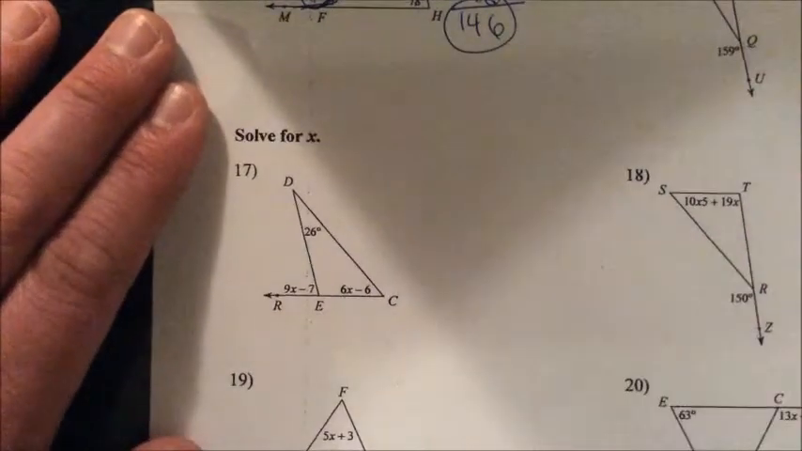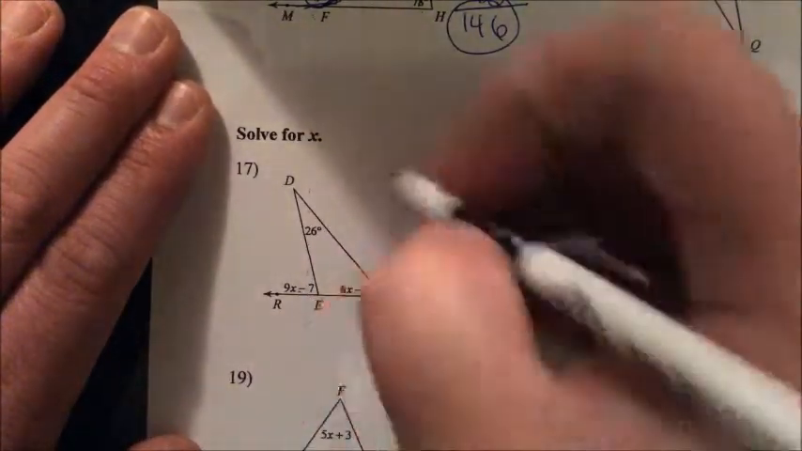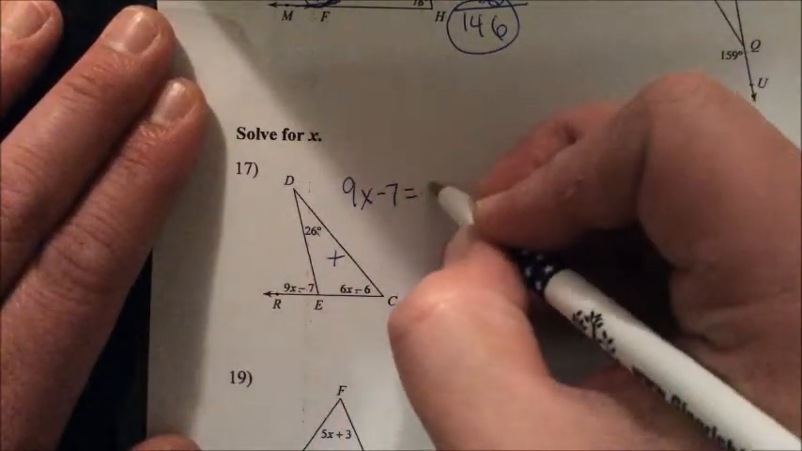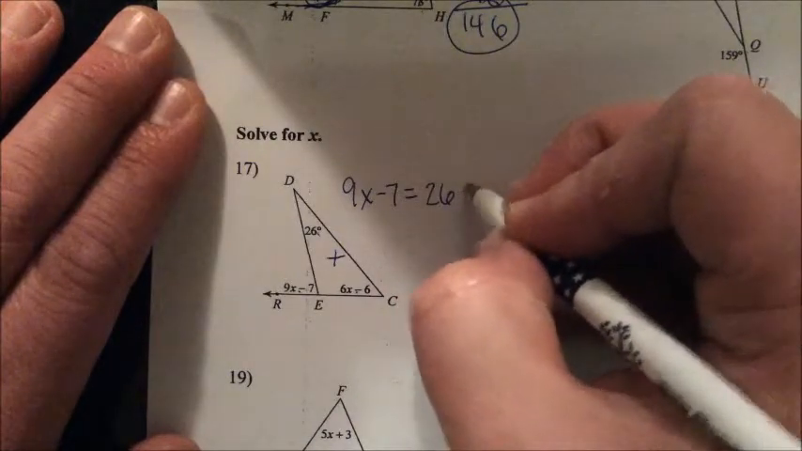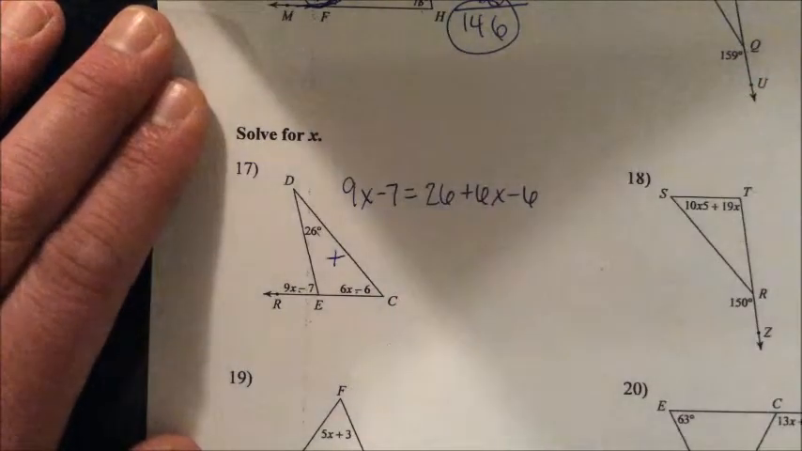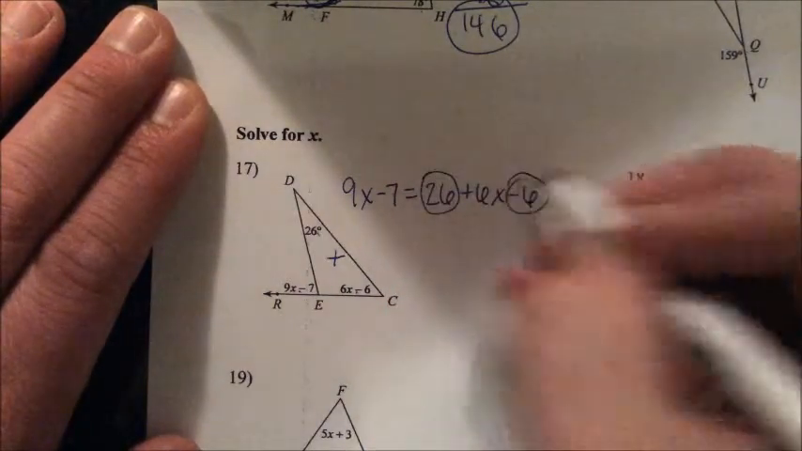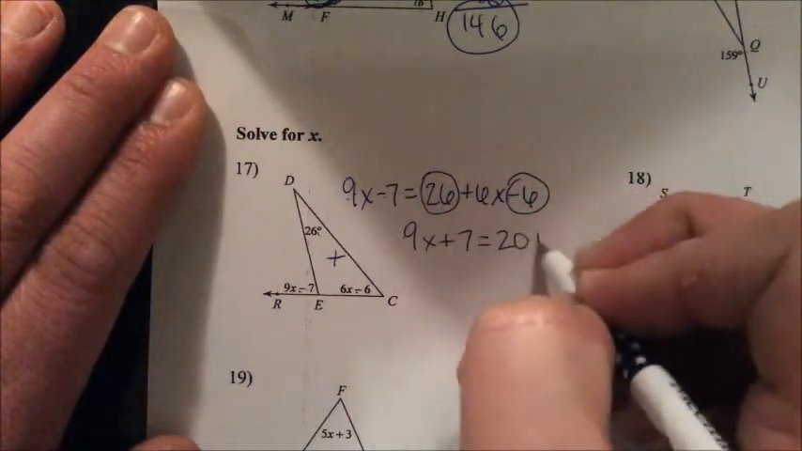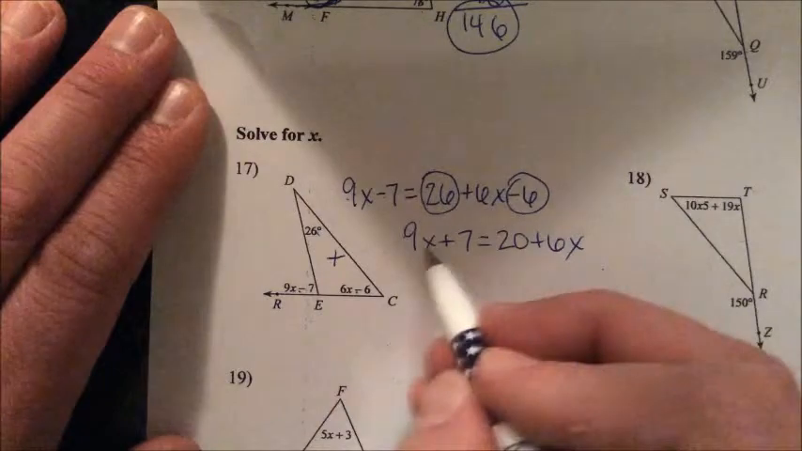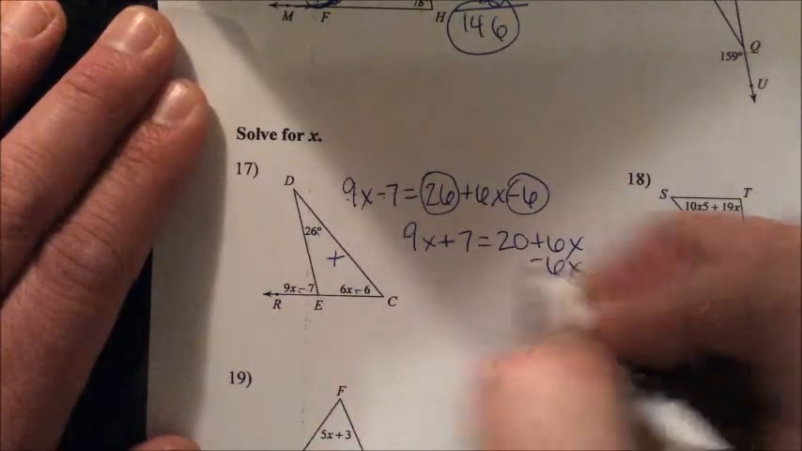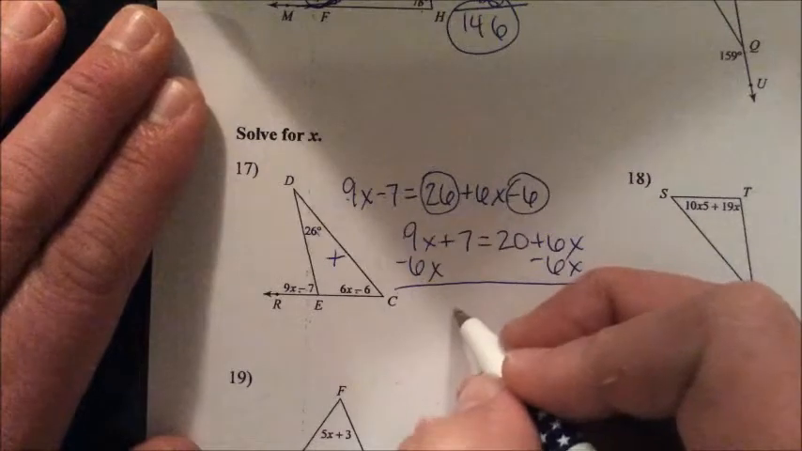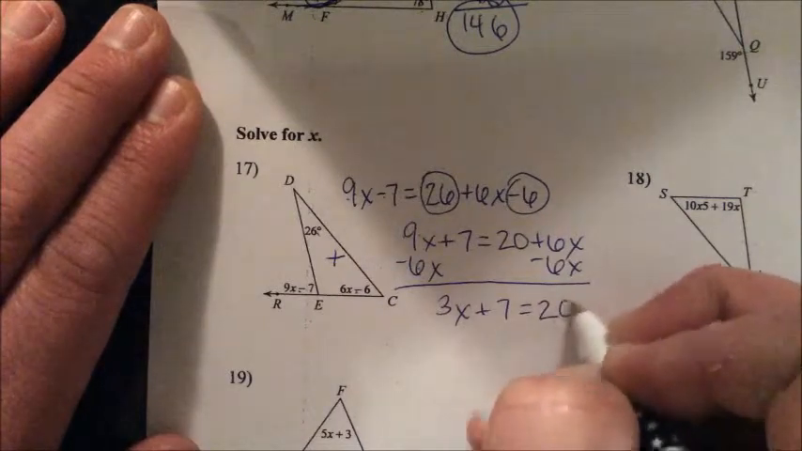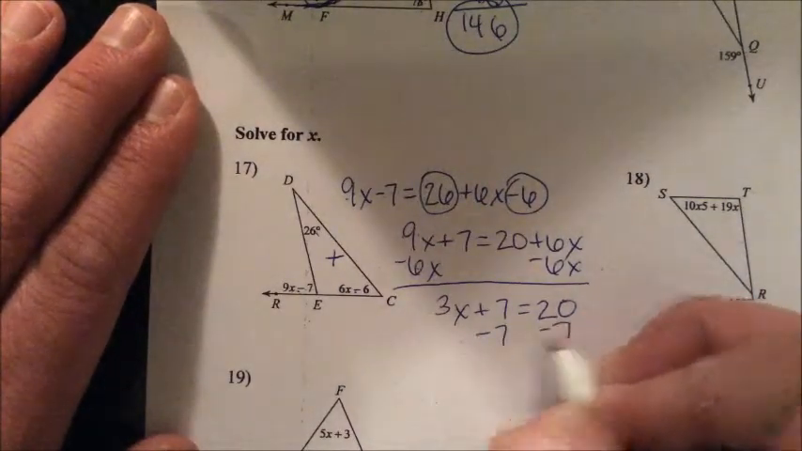Let's take a peek at one that's a little bit harder. This angle right here, our exterior angle, equals the sum of these two. So you can put a plus sign between them if you'd like. 26 plus 6x minus 6. I'm going to combine like terms on the right hand side. Nothing combines on the left. From this point you have four choices on how to begin this problem. I'm going to subtract 6x from both sides to get my variables on the left. 9x take away 6x is 3x, plus 7 equals 20. From this point I take away 7.